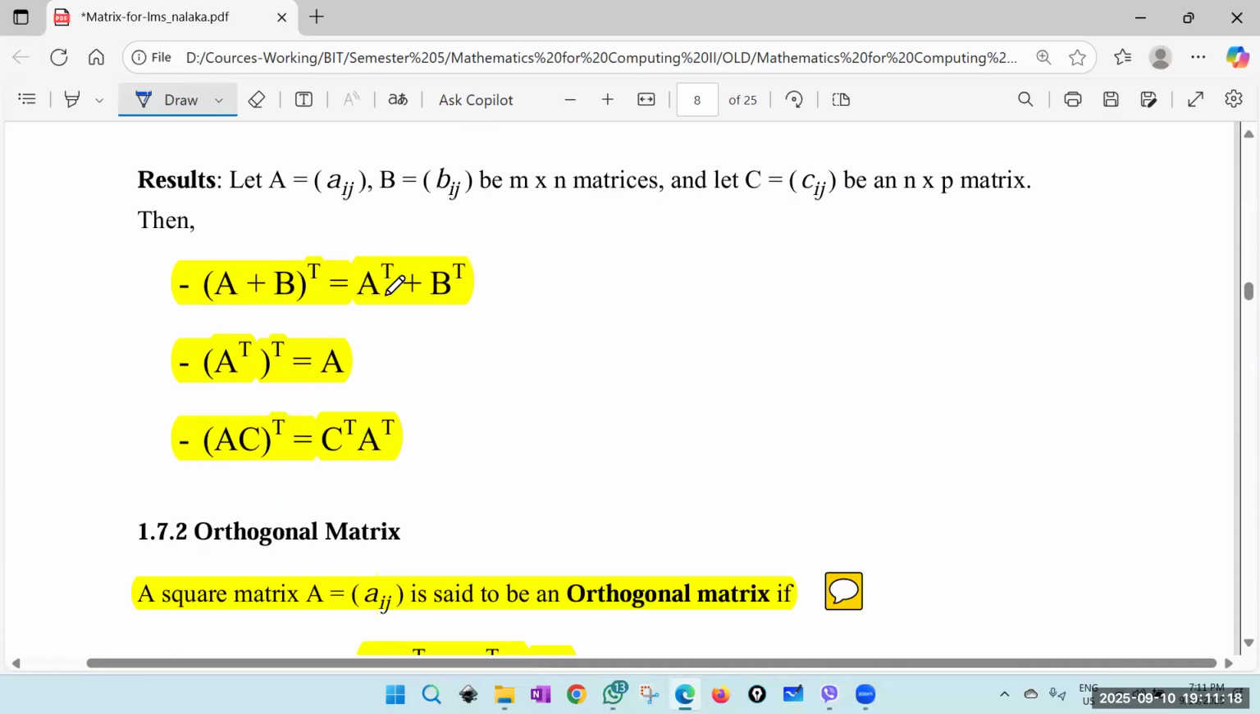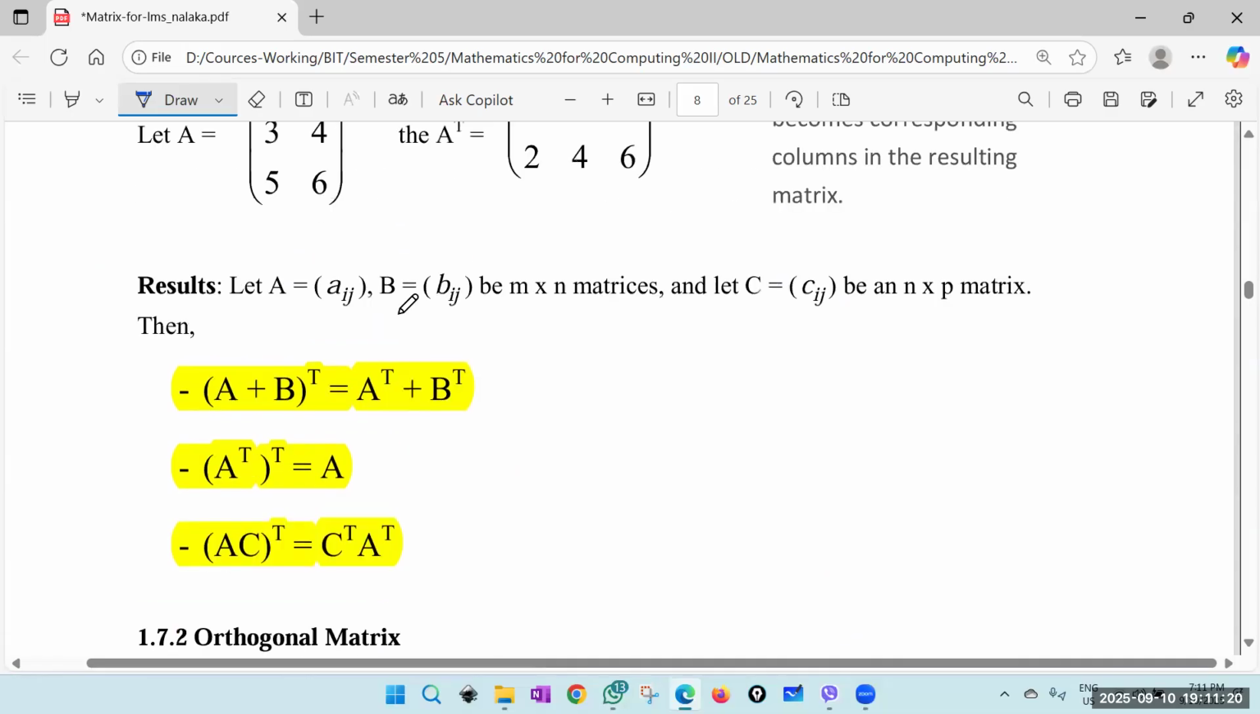And we look at some special features of the transpose matrix. A plus B transpose is A transpose plus B transpose. That is common sense. A transpose of a transpose, you are getting the same. That is very common sense because your row becomes column, column becomes row, and again you change it. Again, your row is row, column is column.